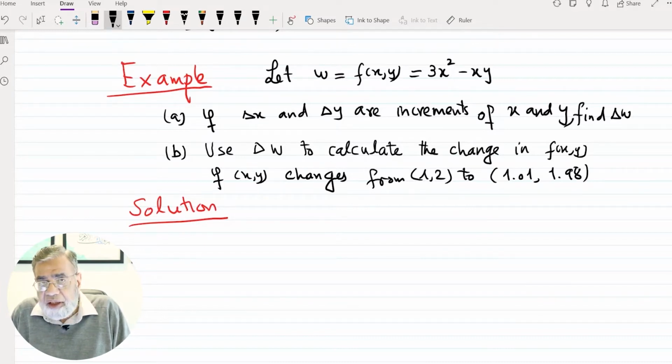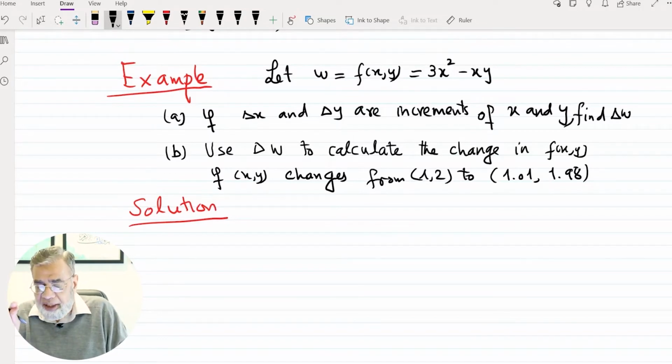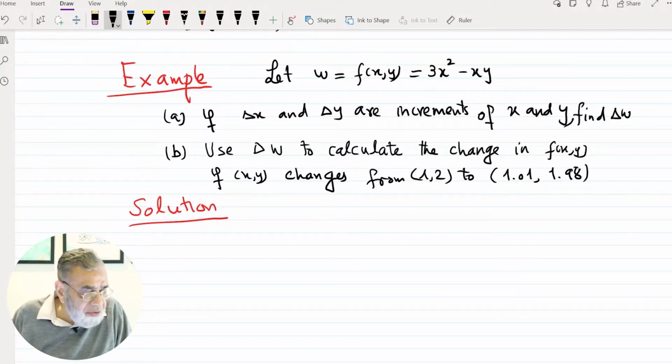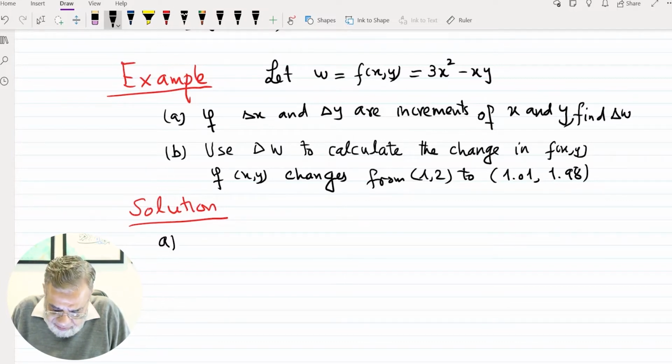Then we use this delta w to calculate if our point is moving from point (1, 2) to point (1.01, 1.98). Now, when it is changing from this, and we have the values of x1, y1, x2, y2, we can find delta x and delta y. So here, in part A, we first find delta w.